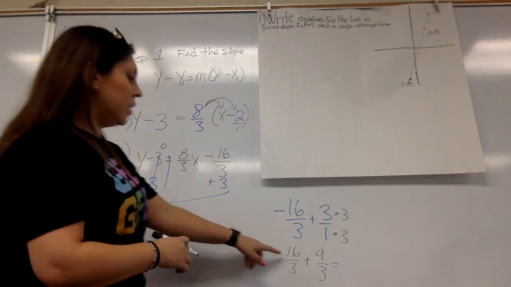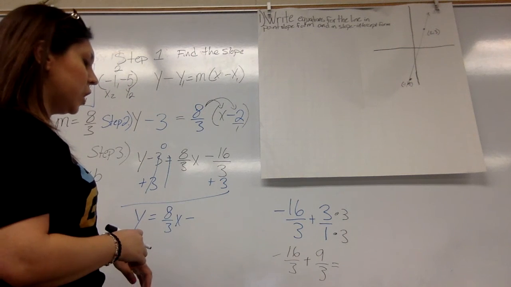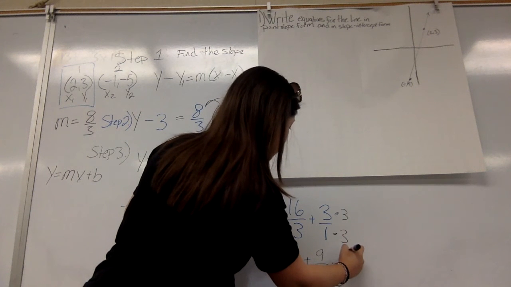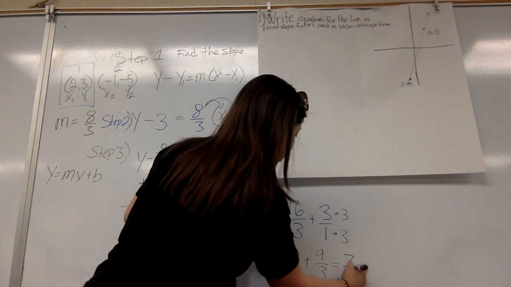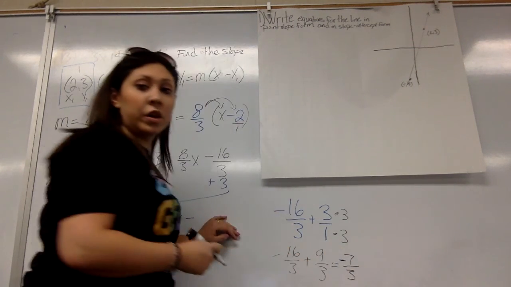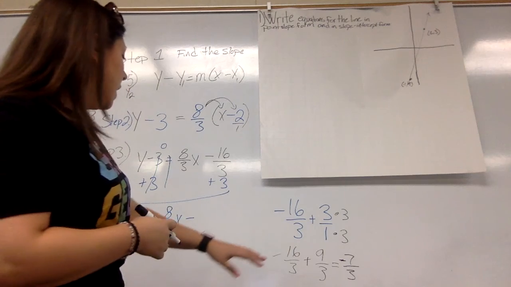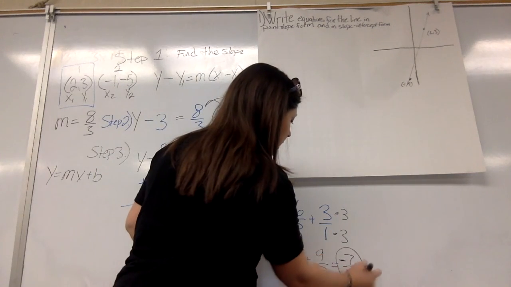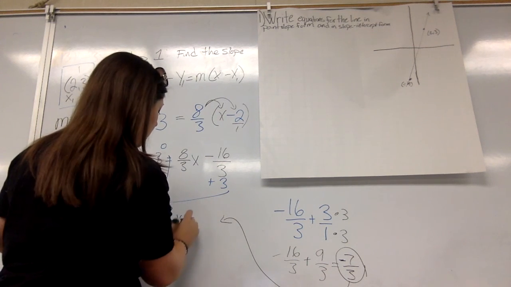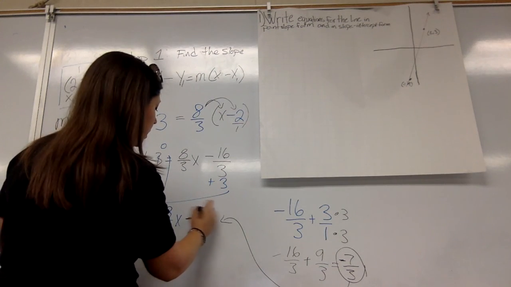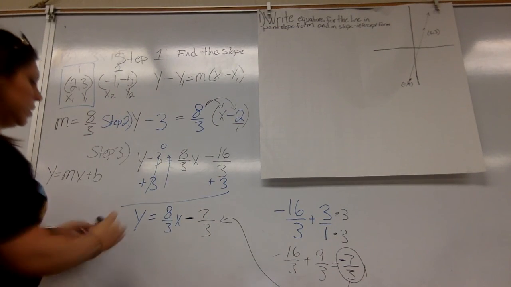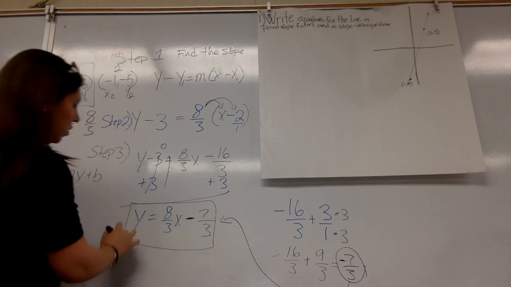So since I have different signs, I'm going to subtract. 16 minus 9 is 7 over 3. And because the 16 is bigger, I'm going to have a negative right there. Now I can take this and plug it in right here. So I get my subtraction sign, which is right here already, and do 7 over 3. So then this is going to be my final answer.